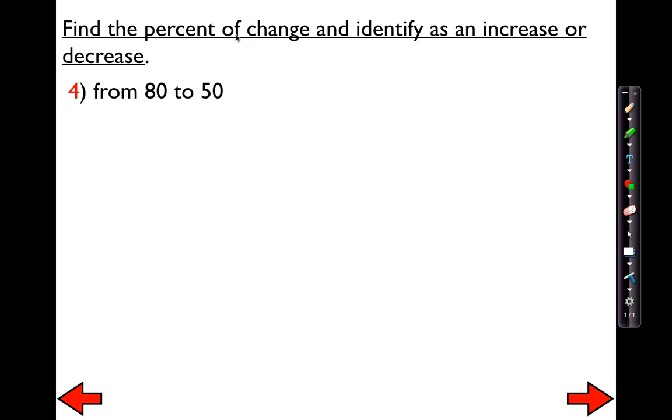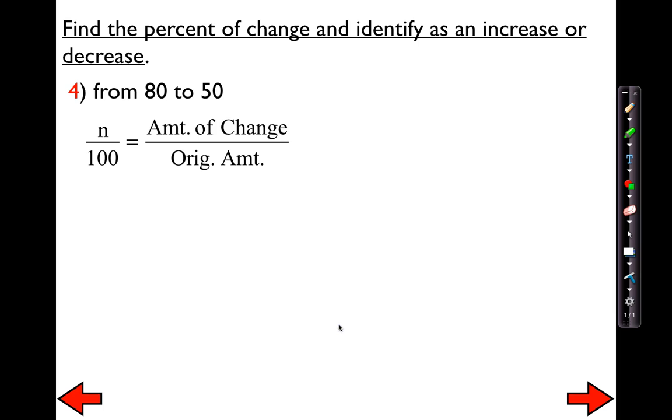Okay, once again, go ahead and pause the video and try this one by yourself. Okay, so what's the first way to do it? Okay, so one way would be to set it up using a proportion. N over 100 equals the amount of change over the original amount. So here, n over 100 is going to equal the amount of change from 80 to 50, a change of 30. And the original amount is 80, so we're going to have 30 over 80. So that's one way to do it.